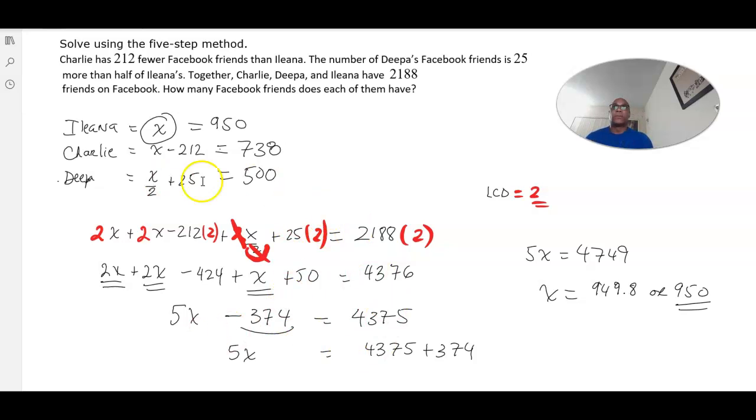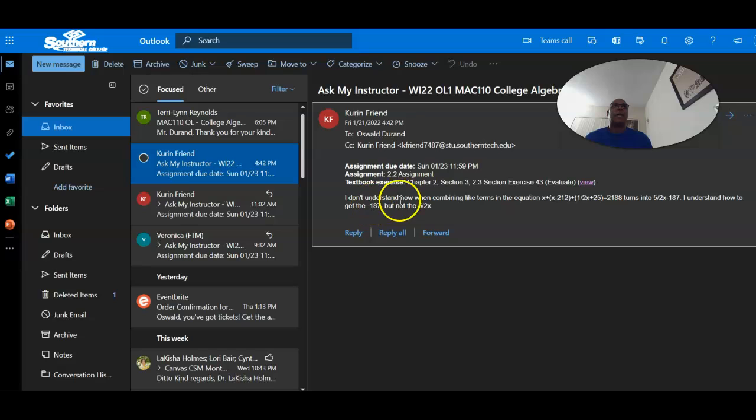Okay, so I'm not quite sure what the question was again in the email. So let me go back to the email. "I don't understand, when I combine like terms, I get 5.5x minus 187." Okay, so you probably did it a different way. So let me show you how you can get 5 over 2 x instead of what I showed you.